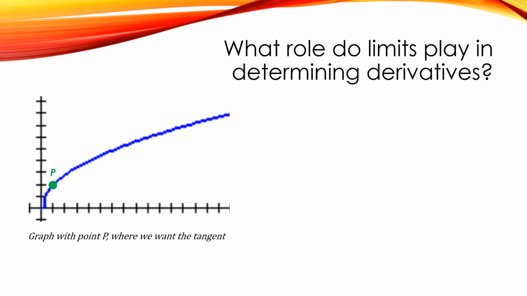Let's add some secant lines that go through P. Since each secant intersects the graph at 2 points, we can determine their slopes to find the average rate of change on each of the intervals.